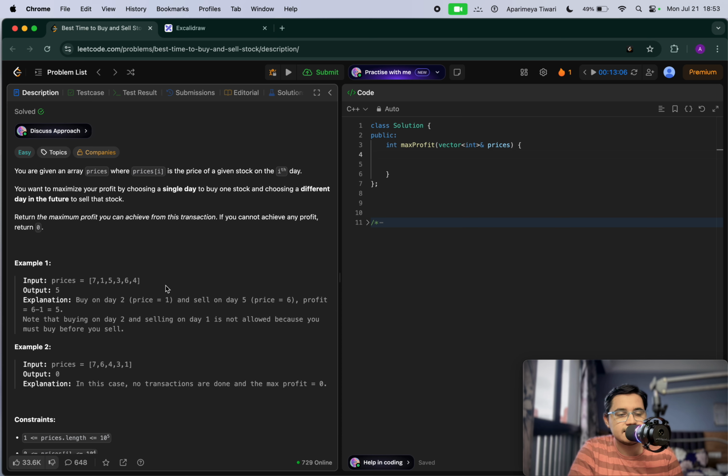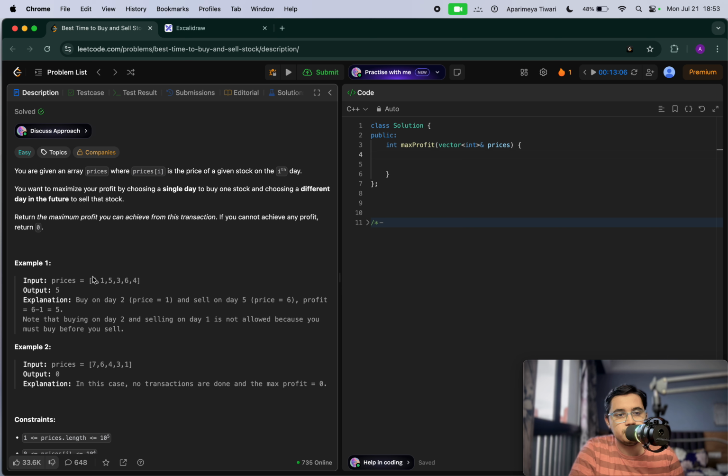So let's look at the test cases. The first test case is prices equal to 7, 1, 5, 3, 6, 4, and the required output is 5, and they have even provided an explanation where they say buy on day 2, so day 2 basically means price is 1, and sell on day 5, that means sell when price is 6, and the profit that we get is 5. So note that buying on day 2 and selling on day 1 is not allowed because you must buy before you sell. That's really logical, right? You can only sell a stock once you have bought it.